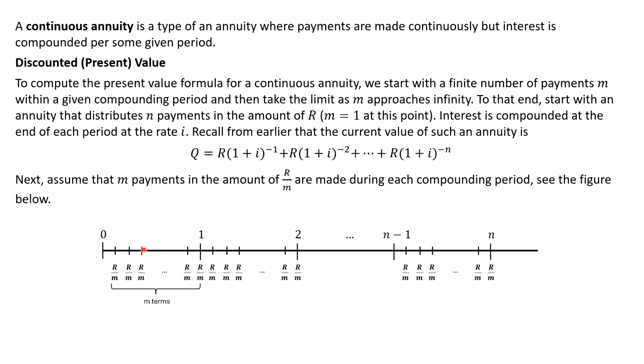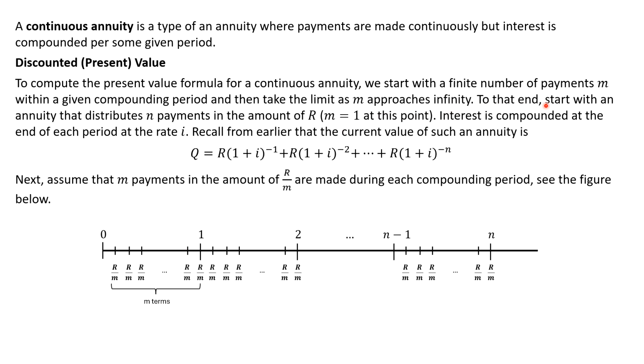So I've kind of drawn this here. You have your periods, n periods, and then the payments, at least as we're starting here, this is not continuous yet. Instead of paying out r, we're doing r over m. So we're doing m payments per compounding period.